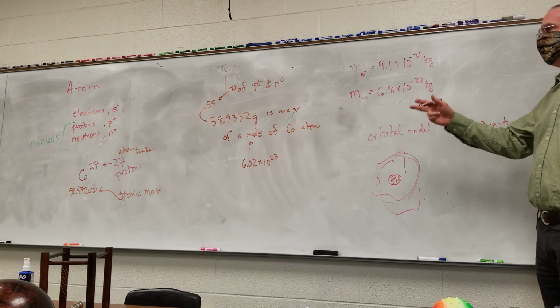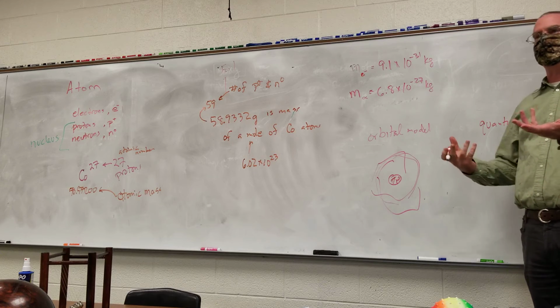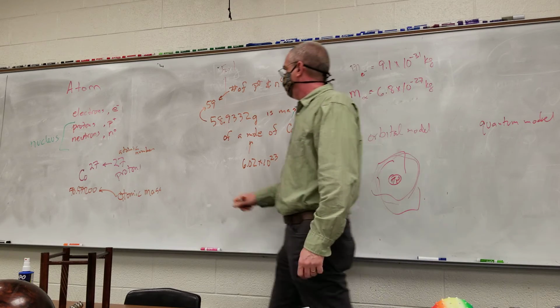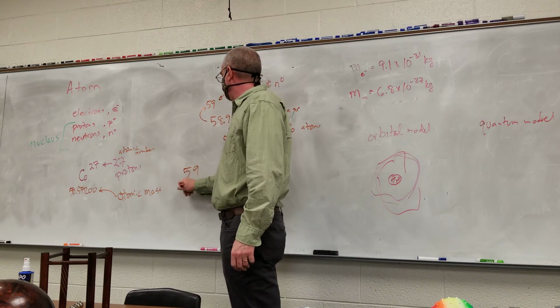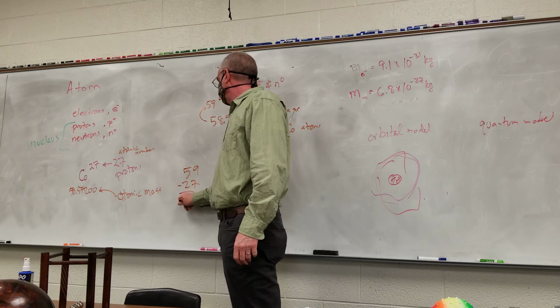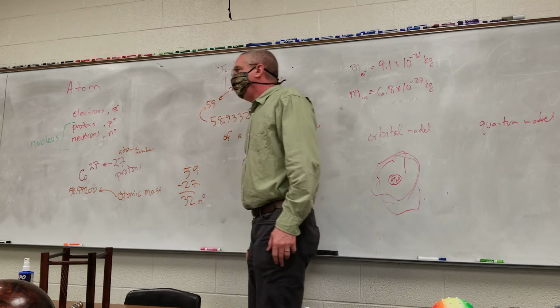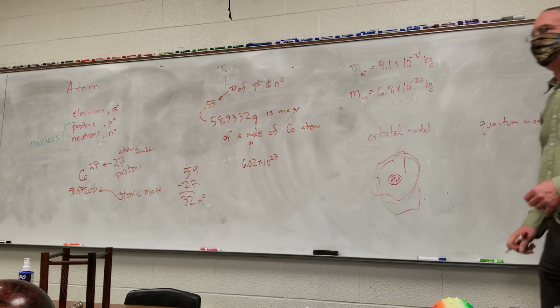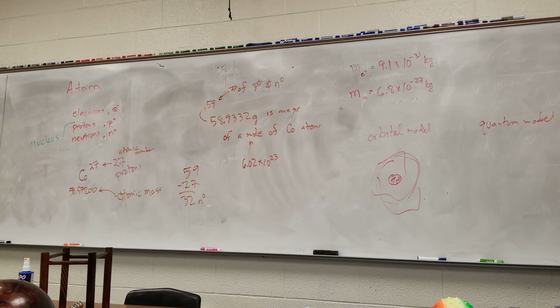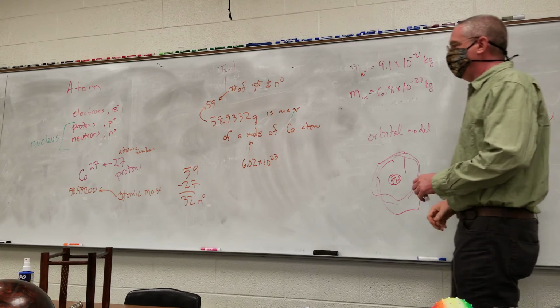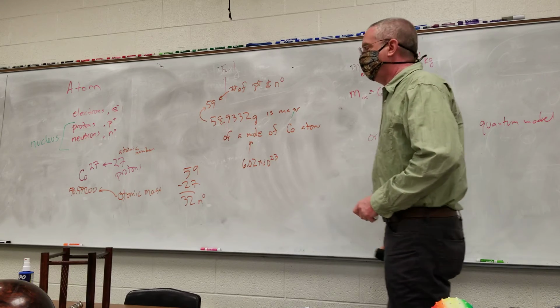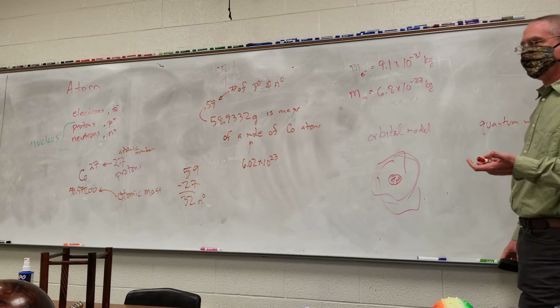I know 27 of those have to be protons, so that tells me the number of neutrons. Doing the fancy math here, 59 minus 27 gives me 32. On average, there's going to be 32 neutrons in a cobalt atom, on average. Sometimes more, sometimes less.